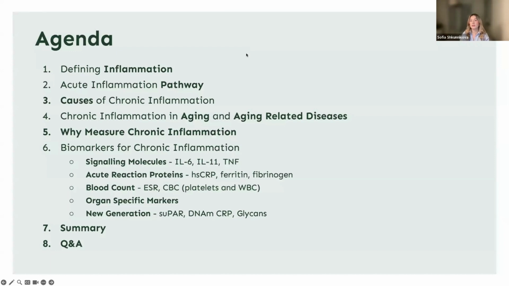Then in the second part of the webinar, we'll be shifting to the actual markers of inflammation currently available on the market. We will be examining signaling molecules, acute phase proteins, blood count, and organ-specific markers as well. And the best part, I would say the most intriguing part, is the new generation of inflammatory markers such as suPAR, DNAm, CRP, and glycans. We will also have some time at the end for a Q&A, so if there are any questions throughout this webinar, please feel free to leave them in the chat.